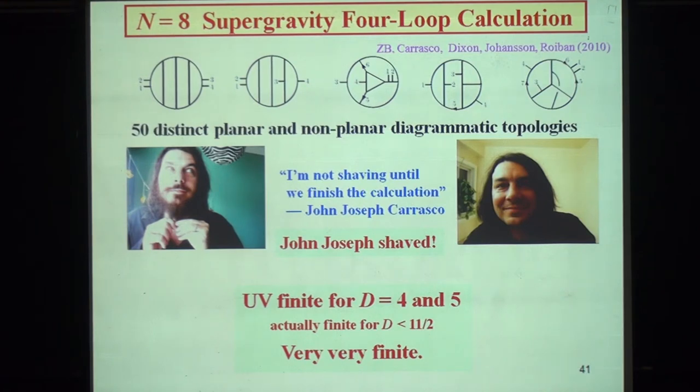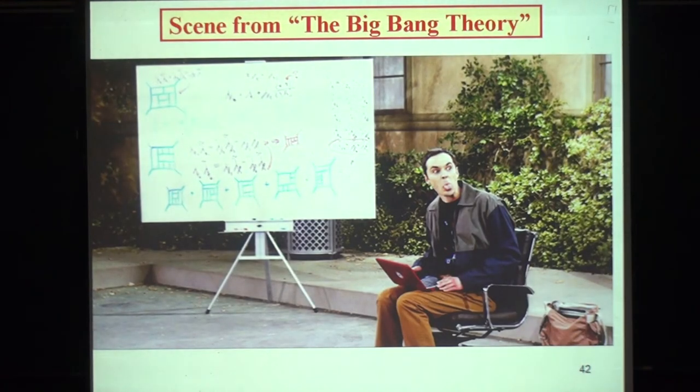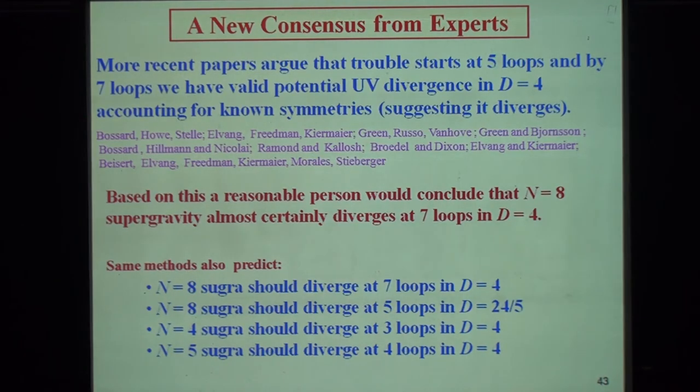Okay, what's the result? It's finite, very finite. It's not just finite. It's very, very finite. Now, oh yes, that's my competitors, right? So notice the whiteboard. This is the sitcom Big Bang Theory. Sheldon is working on this. Actually, he was at 6 loops, so he was ahead of us.